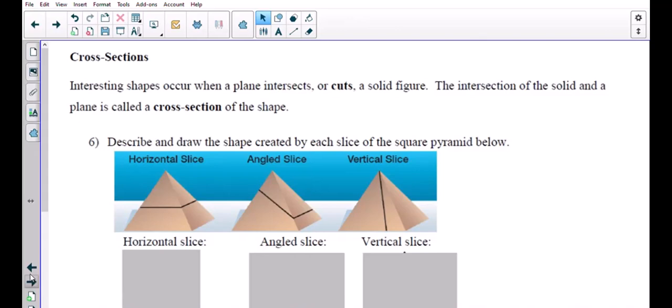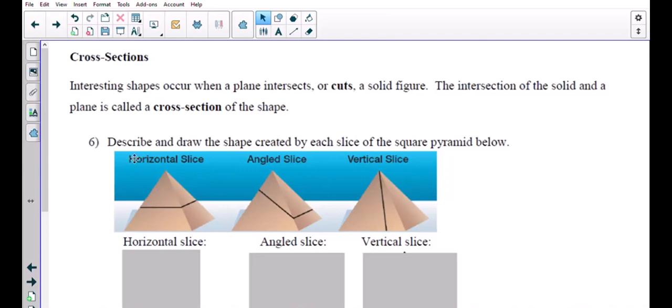So here's the thing. Interesting shapes occur when a plane intersects or cuts a solid figure. You can see those bold lines in the figures below where we're slicing through these three-dimensional shapes, and we'll watch that in a video in class. I'll link to it as well, not in the video here, but on the weekly agenda. The intersection of the solid and a plane is called a cross-section of the shape.